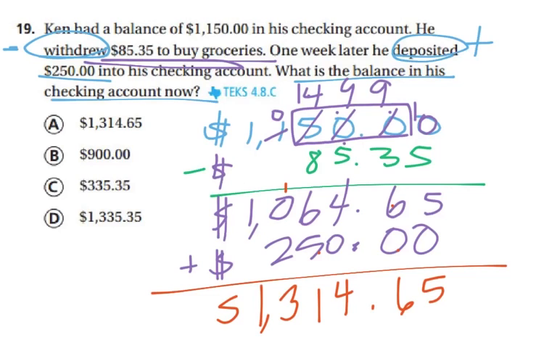So I get a final answer after he took money out and then put money back in of $1,314.65. So even though he spent money, he ended up with more money. And look, that makes sense because he only spent less than $100, but then he deposited more than $200 back into his account. So I would look for that answer choice, which is answer choice A, $1,314.65.